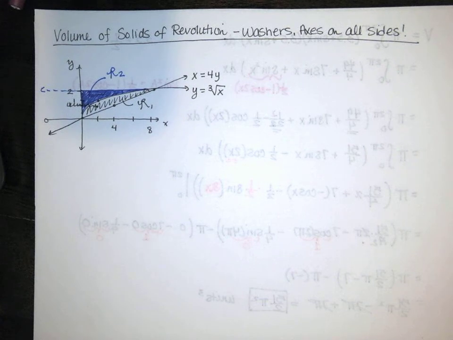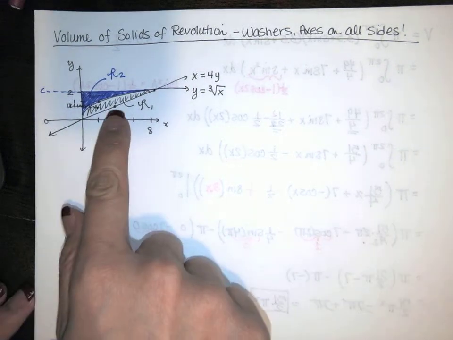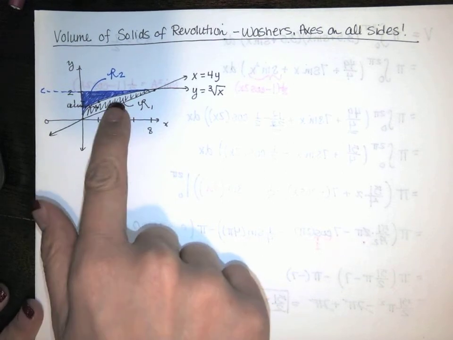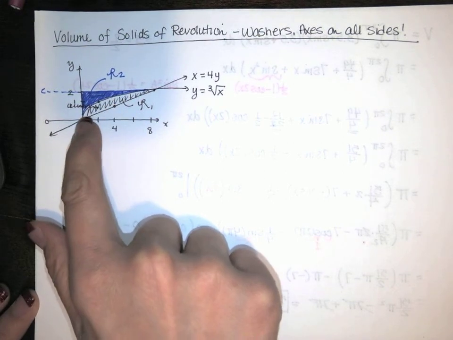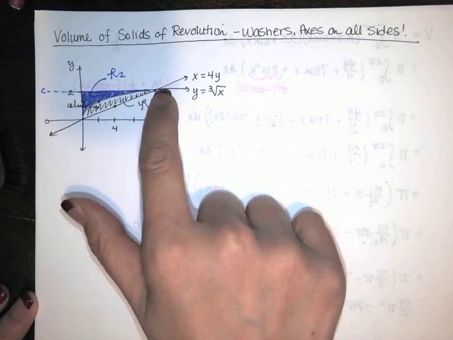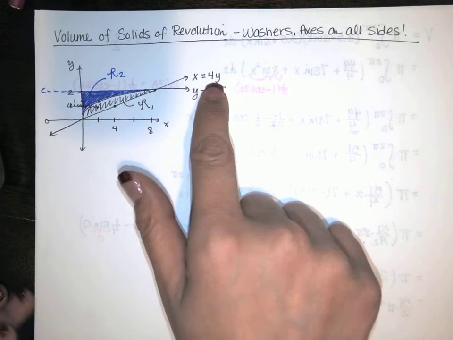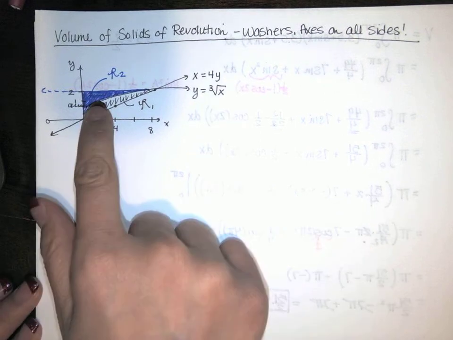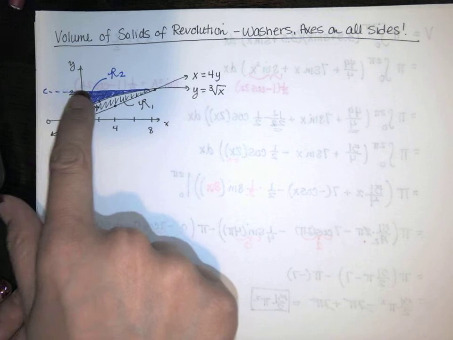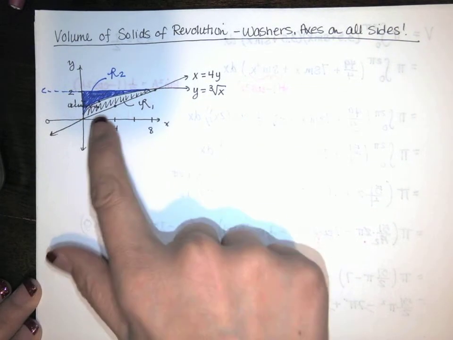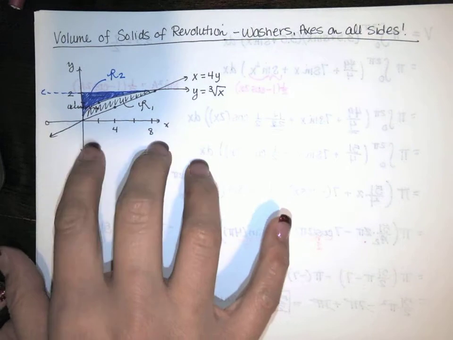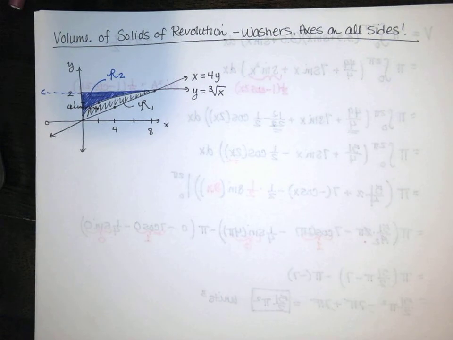of our region. If I've got two regions here, here's region 1. It's that black region, and region 1 is bounded above by y equals the cube root of x, and it's bounded below by x equals 4y. Region 2 is bounded by the y-axis. It looks like the horizontal line, y equals 2, and it's also bounded by the cube root of x graph. We're going to take these and we're going to revolve them around axes.